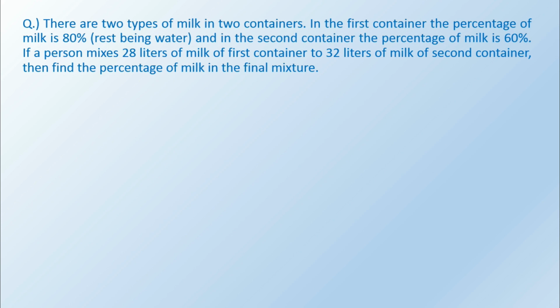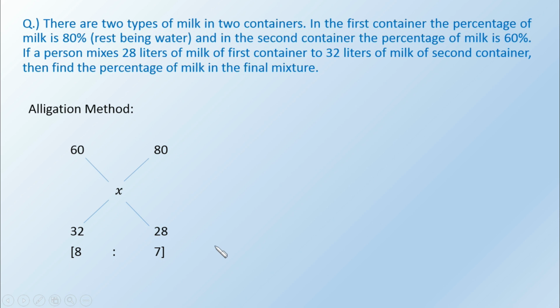Let's represent it in the alligation form. The concentrations, that is 60% and 80%, are mentioned at the top. Quantities, that is 28 liters of milk and 32 liters of milk, are correspondingly mentioned at the bottom. So for 60, the quantity is 32, so it gets mentioned here, and for 80 the quantity is 28. So we get the ratio as 32 is to 28, that is 8 is to 7.